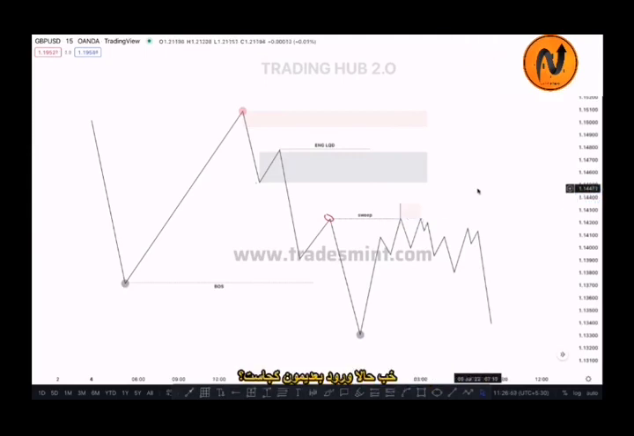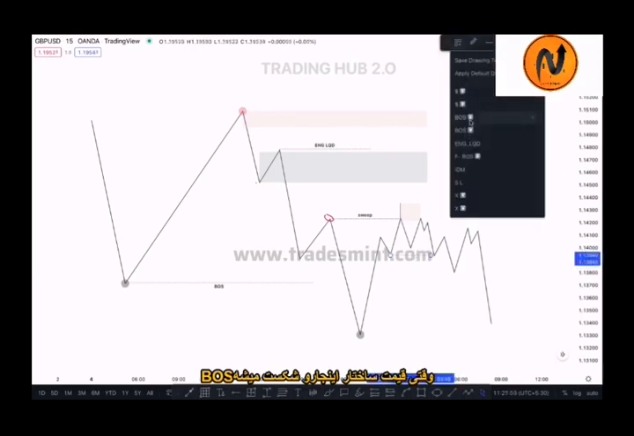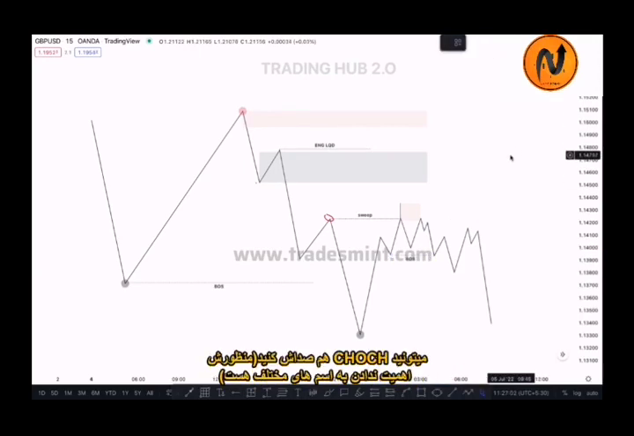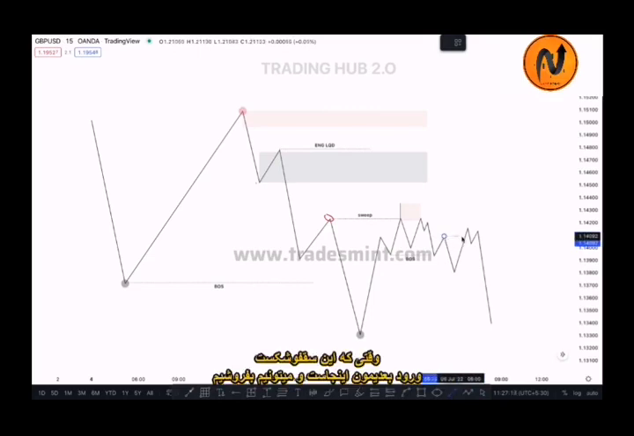And where is our next entry? You have to wait for the BOS, which is here. Once the market breaks this structure, this is our BOS. You can also say CHoCH, there is no difference. After the break of structure, when can we sell? You have to wait for the first high to be taken out. When the market takes out the first high, we can sell another entry here.